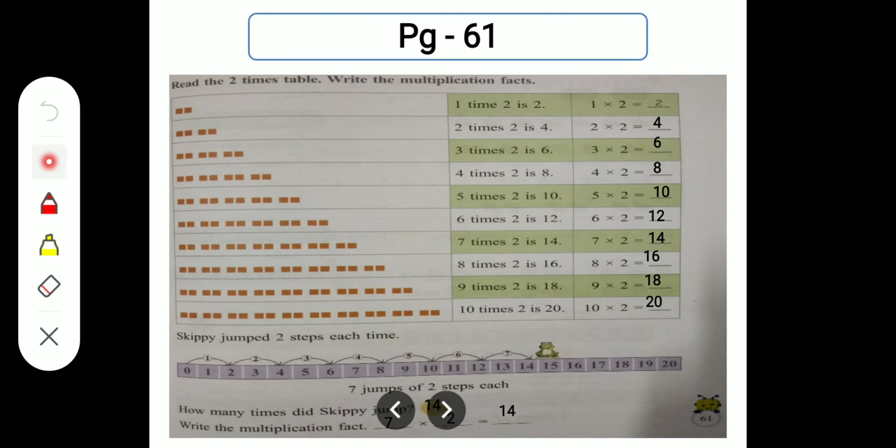So how many jumps? This is 1, 2, 3, 4, 5, 6, 7. So Skippy jumped 7 times with 2 steps. Okay. So how many steps did Skippy jump? 14. Why? Write the multiplication fact. 7 into 2 is equal to 14.